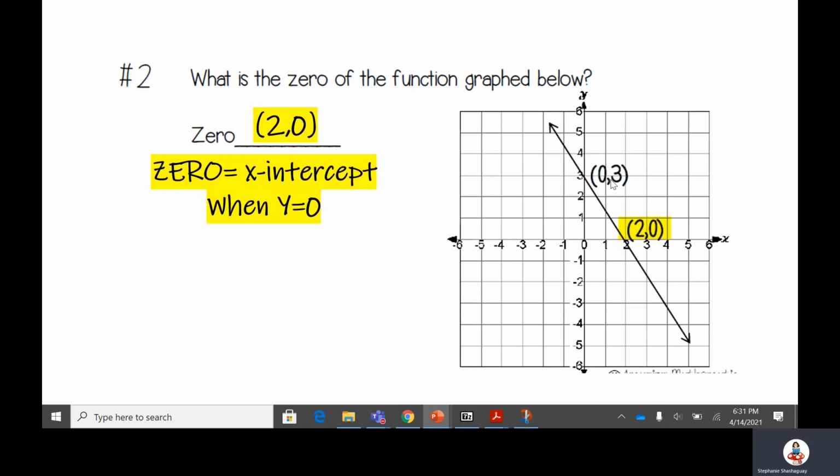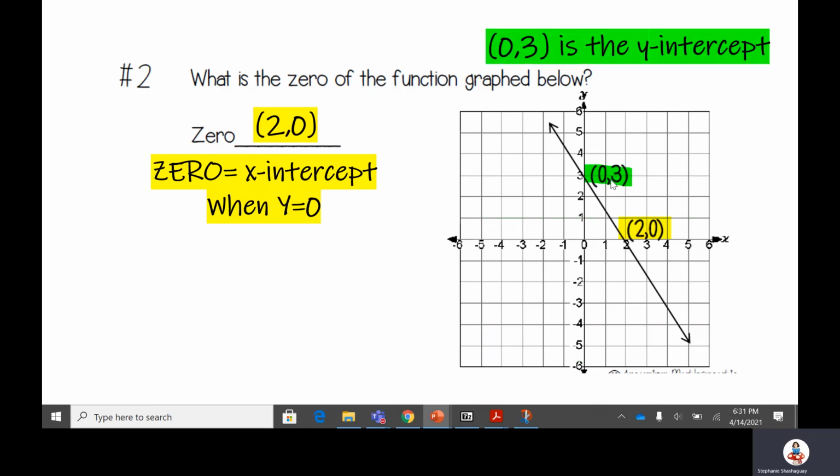Remember that this (0, 3), that's actually your y-intercept. That's your initial value. That is not considered your 0 or your x-intercept.